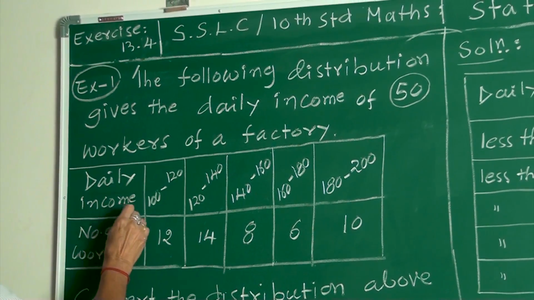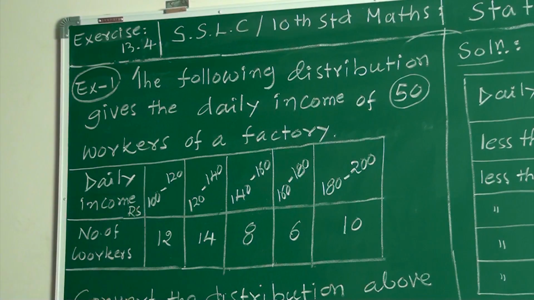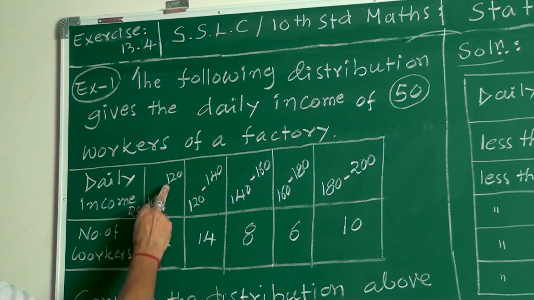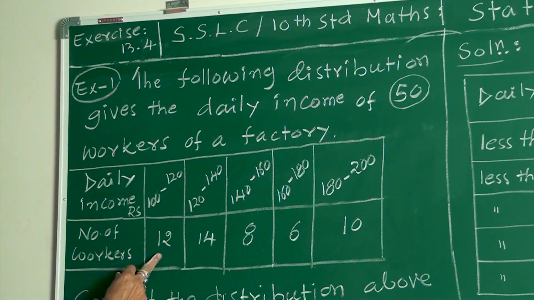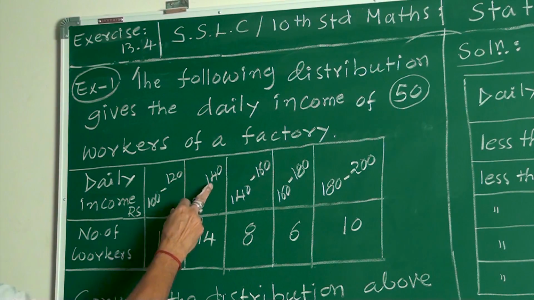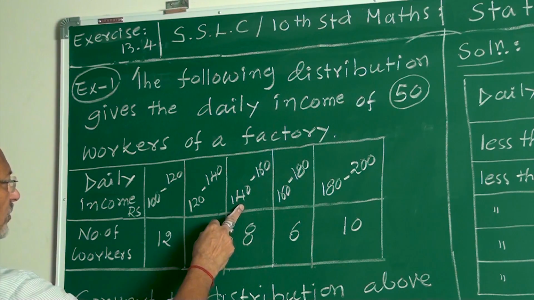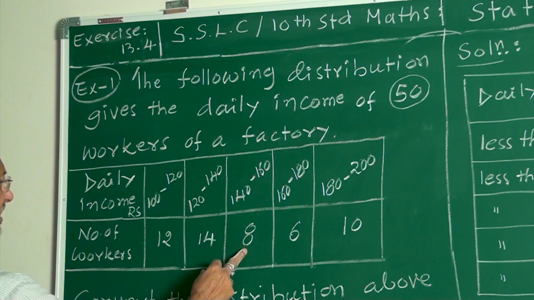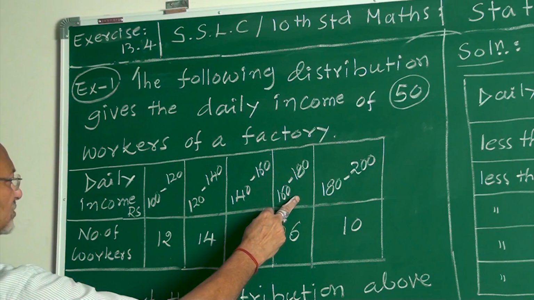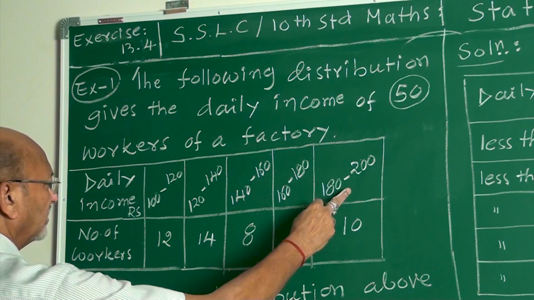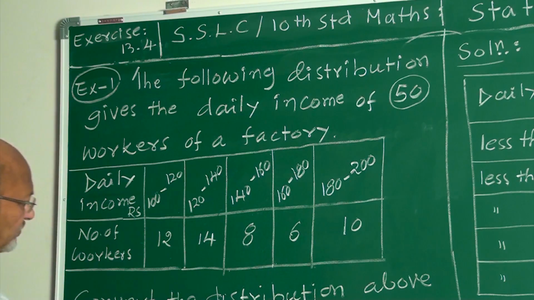Daily income in rupees. In between rupees 100 to 120, the number of workers is 12. Between 120 to 140, the number of workers is 14. Between rupees 140 to 160, there are 8 workers. 160 to 180, 6 workers. 180 to 200, there are 10 workers.